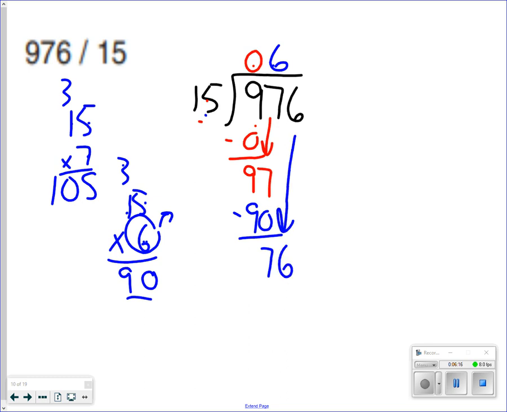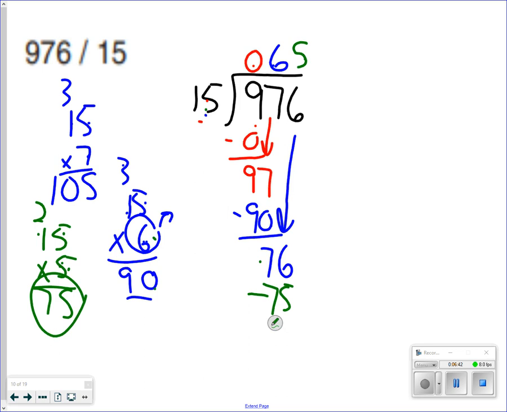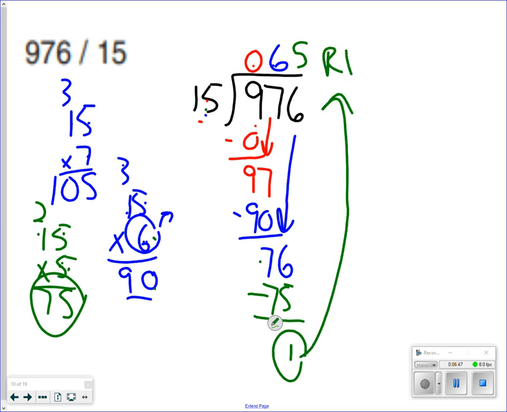Now we can take a look at our problems in the past. Well, we know that 6 is too big because that equals 90. Let's try 15 times 5. 5 times 5 is 25. 5 times 1 is 5 plus 2 is 7. 75 is what we need because 75 is less than 76 right here. So that number is 5, so I'm going to put a 5 up here. 15 times 5 is right here. It's 75. I'm going to go ahead and subtract. I get a 1. This 1 is my remainder because there was nothing else to bring down. 65 remainder 1 is the answer to that.